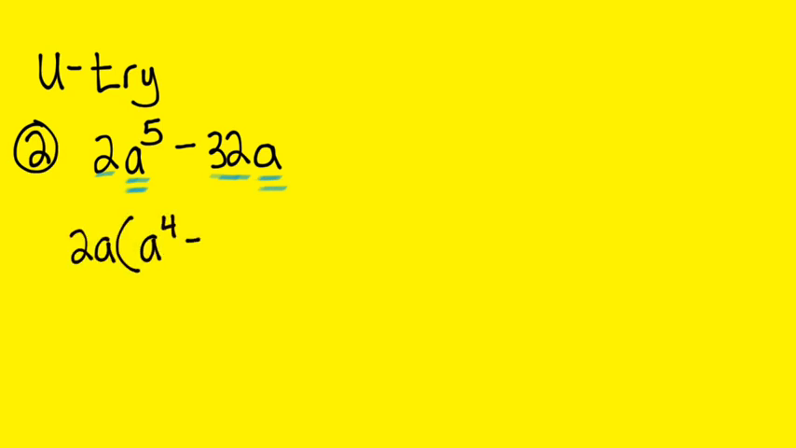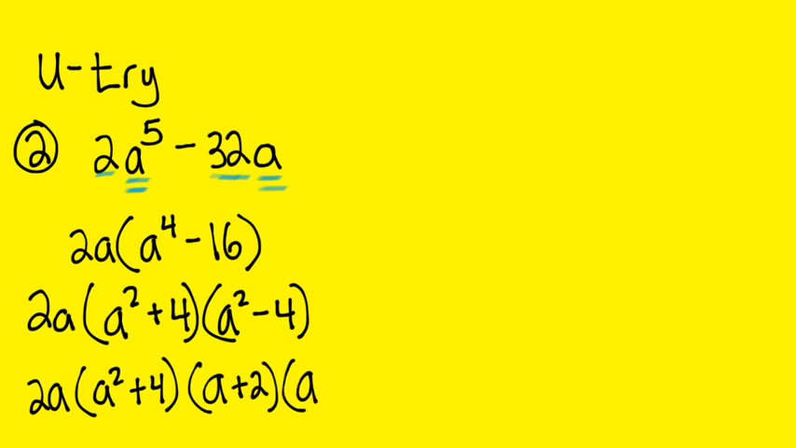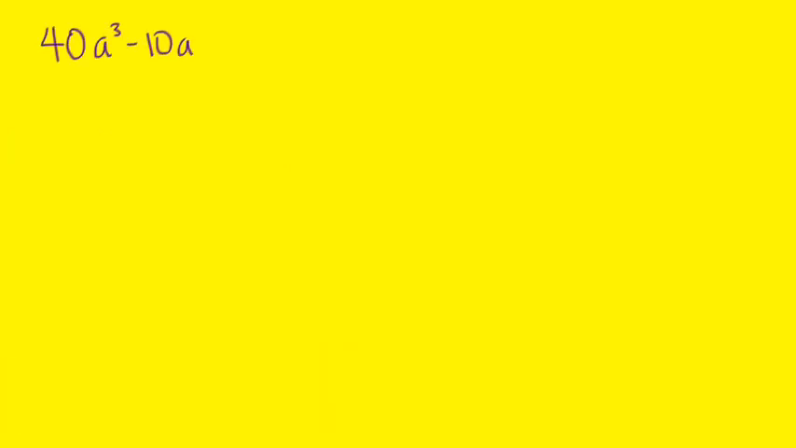Okay. Go ahead and do this one, you try. Pause the video here and then check your solution. Okay, we took out a 2a out of here. And we get a to the 4th minus 16, which is a difference of 2 squares, and another difference of 2 squares. And there you have it. Now it's a big one. Let's try this one. Go ahead and try this and see what you get.